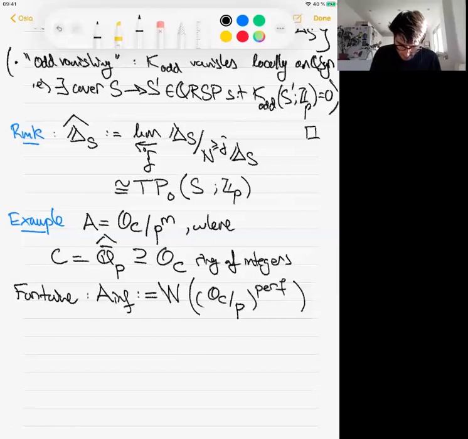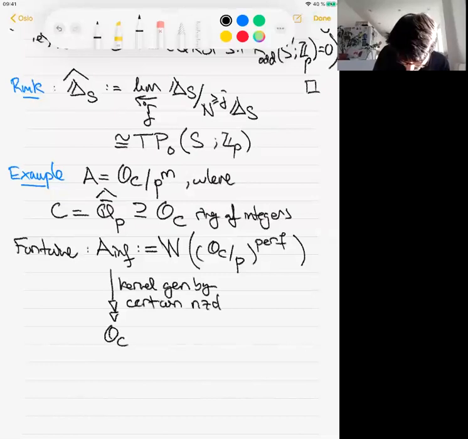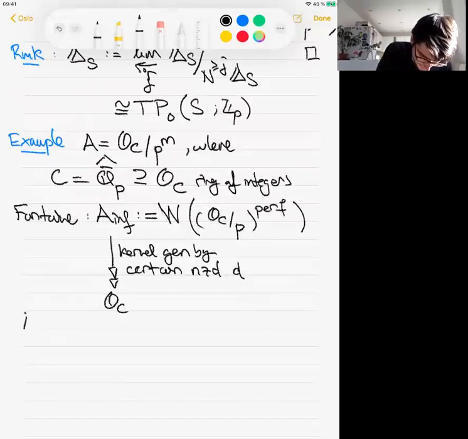And this comes equipped with a map defined by Fontaine that is a surjection back to O_C with kernel generated by a certain non-zero divisor, which is typically called xi, though we might as well call it d, because why don't I call it what it is? So the kernel is generated by a certain non-zero divisor d, and so A_inf, together with the ideal generated by d, is a prism.